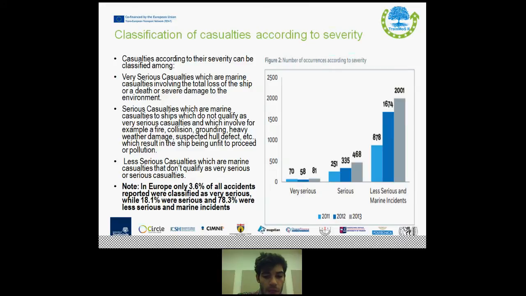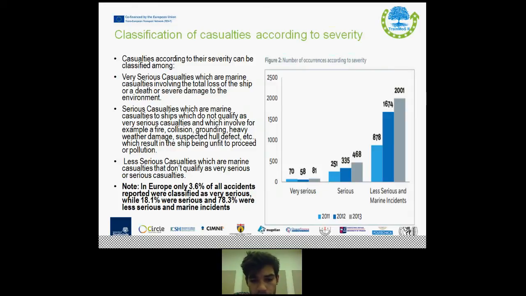Also in the figure, we can see the occurrences according to their severity for the 3-year period of 2011, 12 and 13. Again, we can see an escalation of maritime casualties as the years pass. In 2011, we had 70 very serious incidents. In 2012, 58 serious incidents, while in 2013, after 2012's minimization of occurrences, we had an increase in 2013, reaching again 81 very serious incidents.